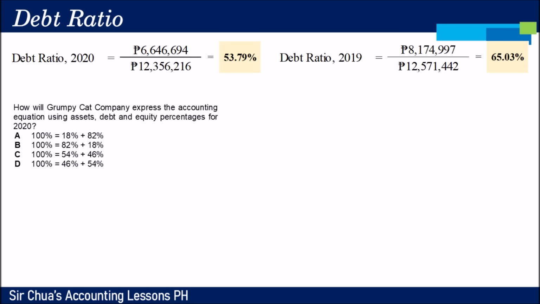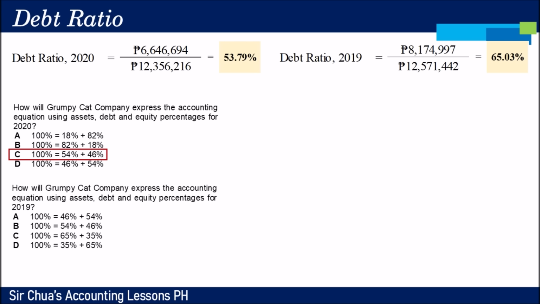Okay, assuming that you have the answer, the correct answer is letter C, Catriona. Okay? 100% is equals to 54% plus 46%. 54% ang ating debt and 46% ang ating pong equity.